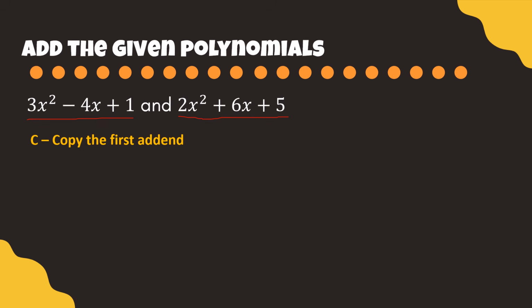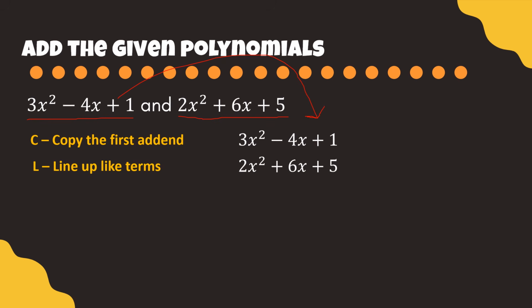First, copy the first addend. So we have 3x squared minus 4x plus 1. We simply copied the given first addend. Next, L, line up like terms. So we have 2x squared plus 6x plus 5 in their appropriate columns.